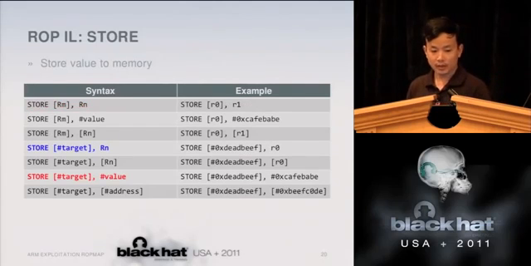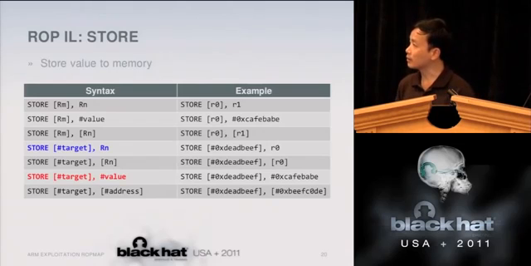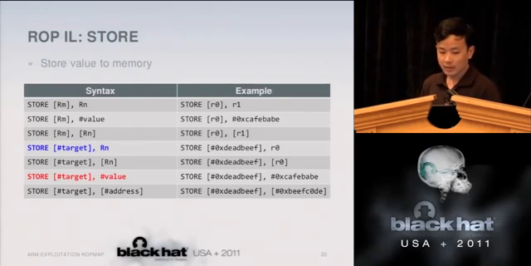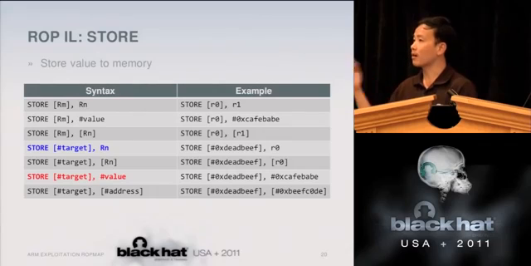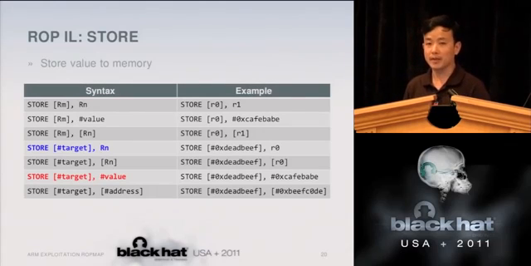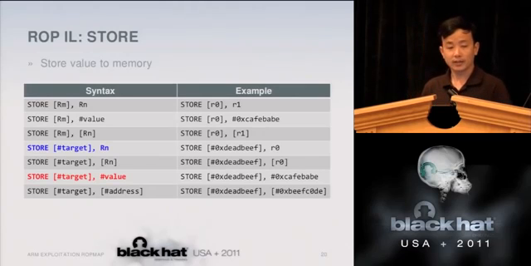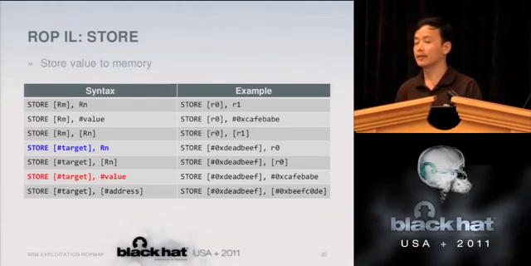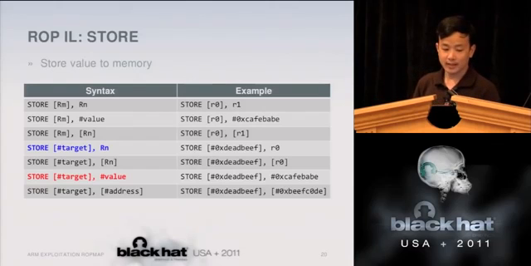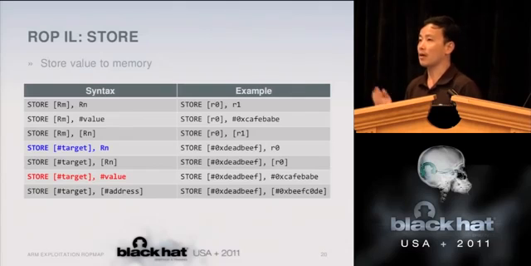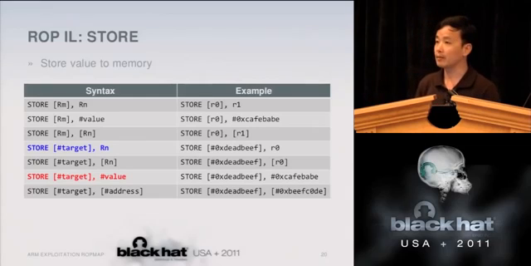The second instruction is store, to store a value to memory. For the left-hand side, it must be a memory reference by a register or by an address. So we can store a register to memory, store a value to memory, and store a value from a memory reference to memory, something like that. So we have some forms of use of the store instruction. And the most common uses are storing a register to memory and storing a value to memory.